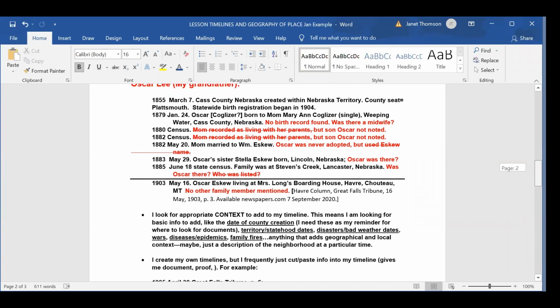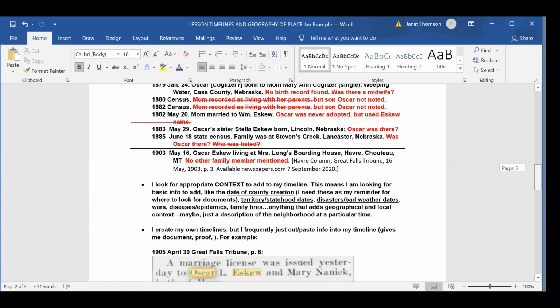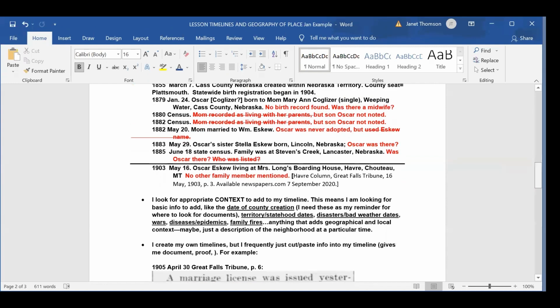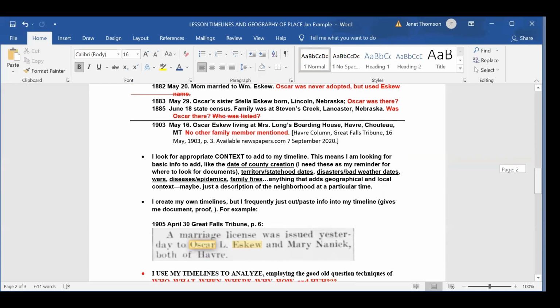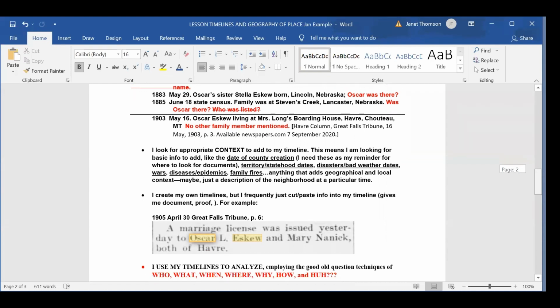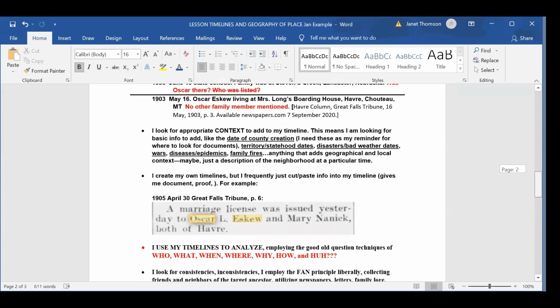So I need to be actually probably going to Weeping Water here on a road trip. Maybe Carolyn and I can make it there. Territory, statehood dates, disaster, bad weather dates, wars, diseases, epidemics, family fires. I mean, the one thing I do know about in Ferndale is my folks had a family fire and everything that they had in their house burned up. They had 4 little kids. I wasn't born yet, but my mom always said, don't save anything from your wedding presents for good. Just use them, because everything was lost in the fire.